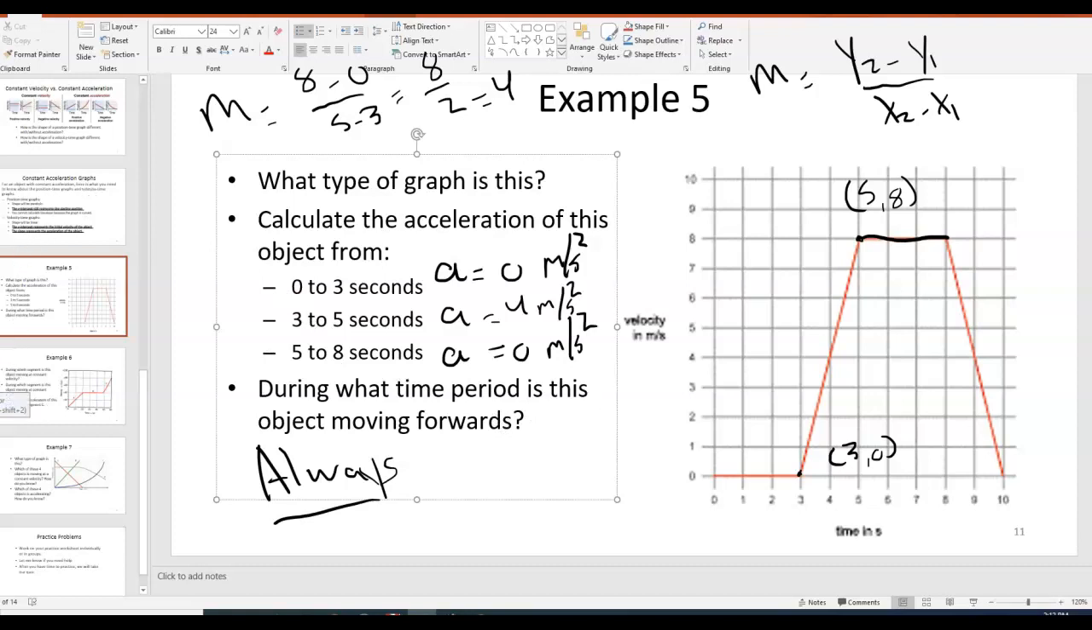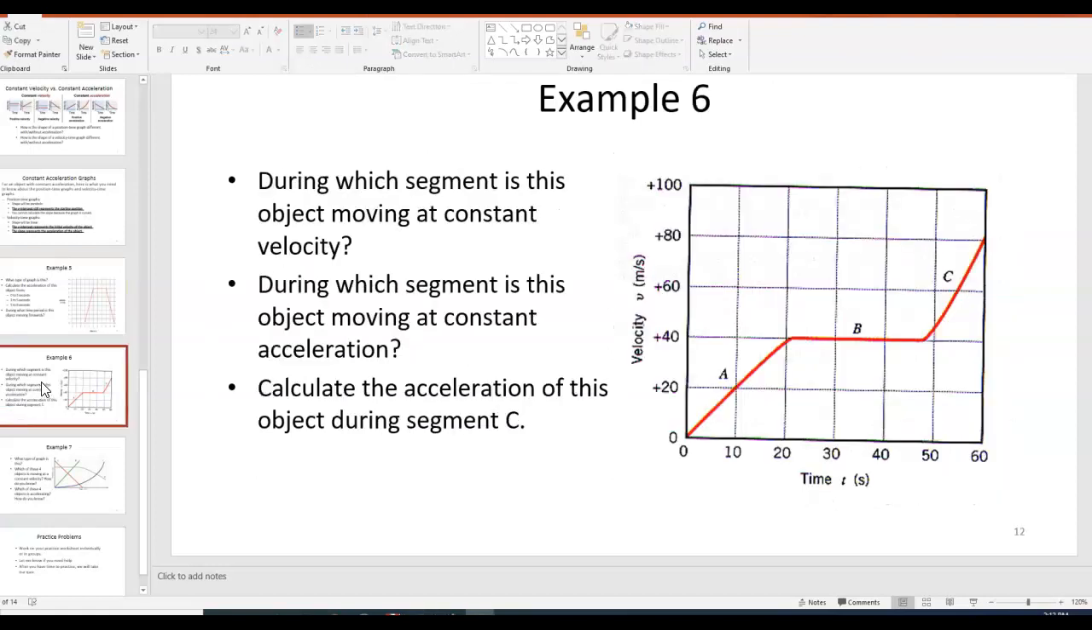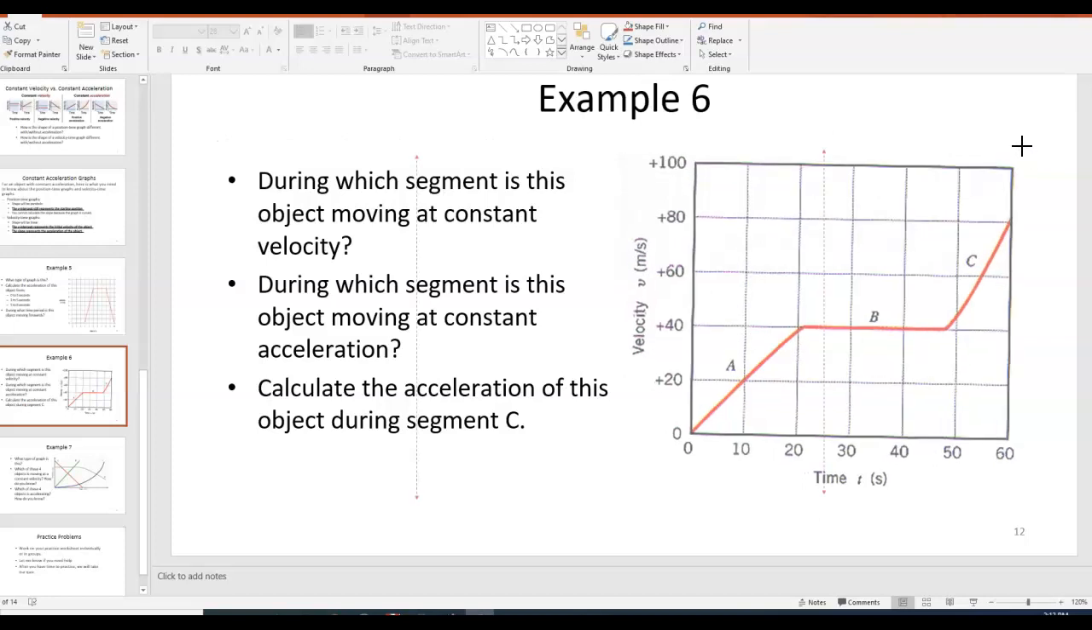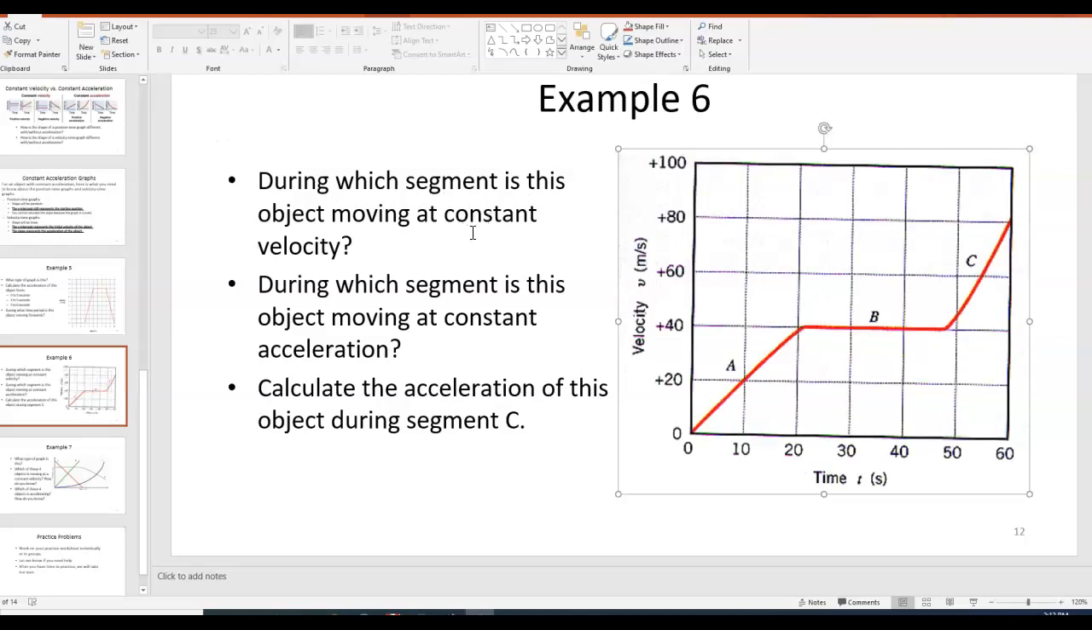Okay, so that's basically it for motion graphs. We can take a look at one more quick example. Pause it here if you need to. Example 6 basically just says, during which segment is this object moving at a constant velocity? First things first, what type of graph am I looking at? Velocity time graph. On a velocity time graph, what does constant velocity look like? Well, it looks like the velocity is not changing. Okay, so which line segment shows the velocity with a constant value? That would be segment B.